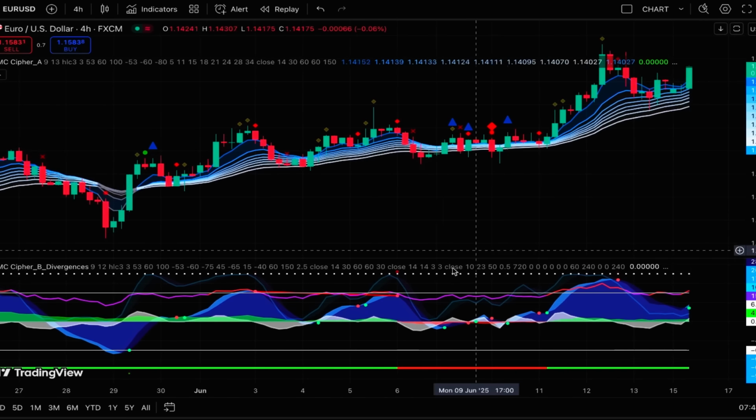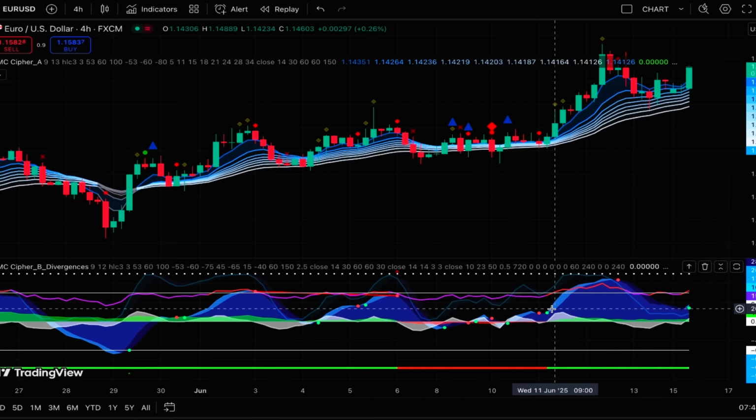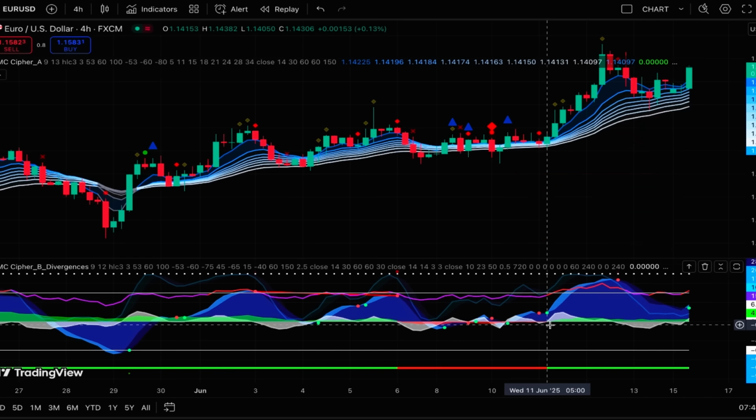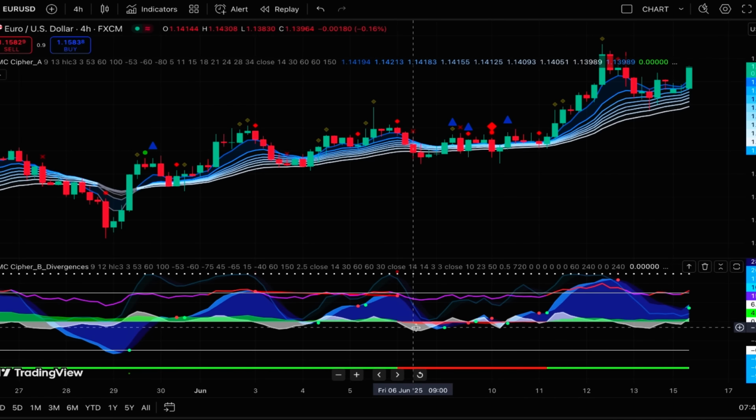Alright, then we have this white histogram, which is VWAP, volume weighted average price, which is transformed into an oscillator in this indicator. As you know, VWAP is one of the most popular indicators for scalping and day trading strategies, and here we have it in the form of an oscillator. When it is above the center line, it shows that the price is above the daily average, so there is more buying pressure, and when it is below the center line, it tells us that the price is below the daily average price, so there is more selling pressure.